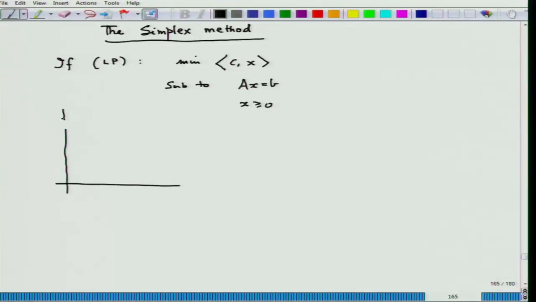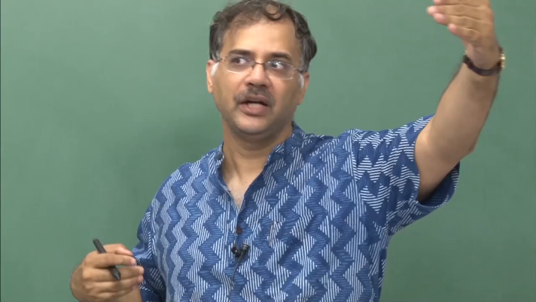Which means that if I have the feasible region, say like this, this is my feasible region, a convex polyhedron, then what I can do is compute the objective value at each extreme point and check which is the minimum. But if the number of extreme points is very large, which is often the case, then it is very difficult to make such computations and a direct enumeration.